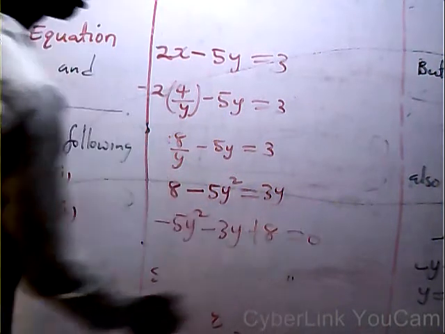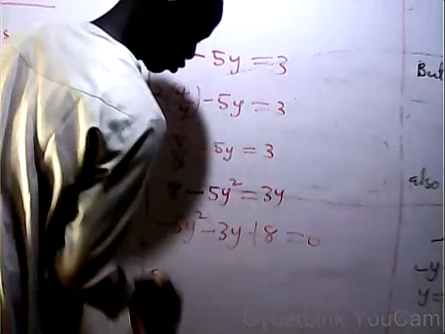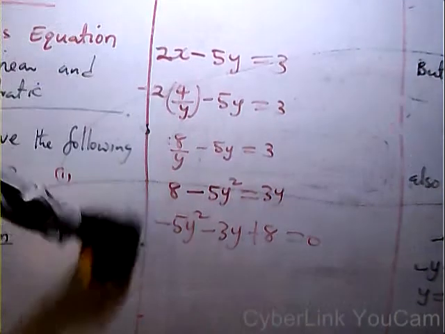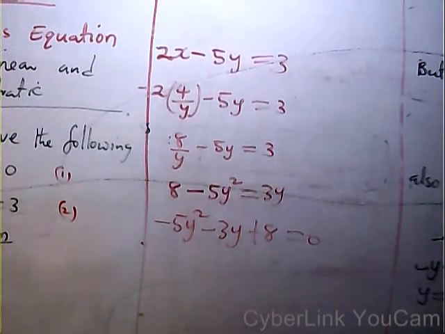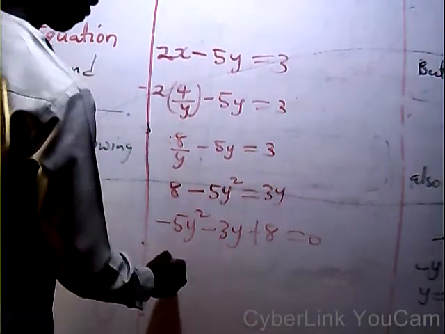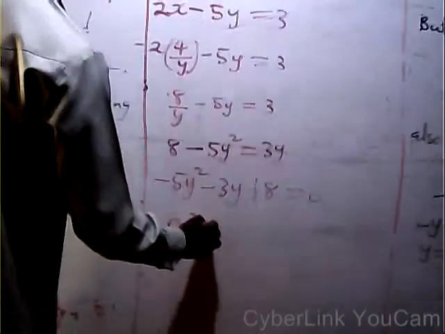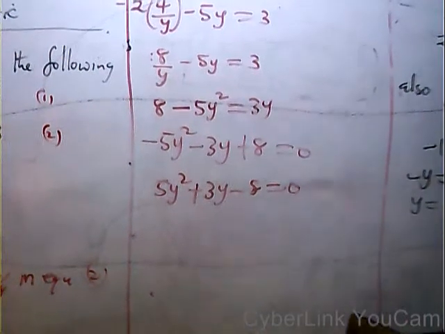This is now quadratic. That is how you solve simultaneous equations that involve one linear and one quadratic: it will definitely lead to a quadratic equation. So if I like, I can multiply by minus 1. If I multiply by minus 1, I will have 5y squared plus 3y minus 8 is equal to 0.